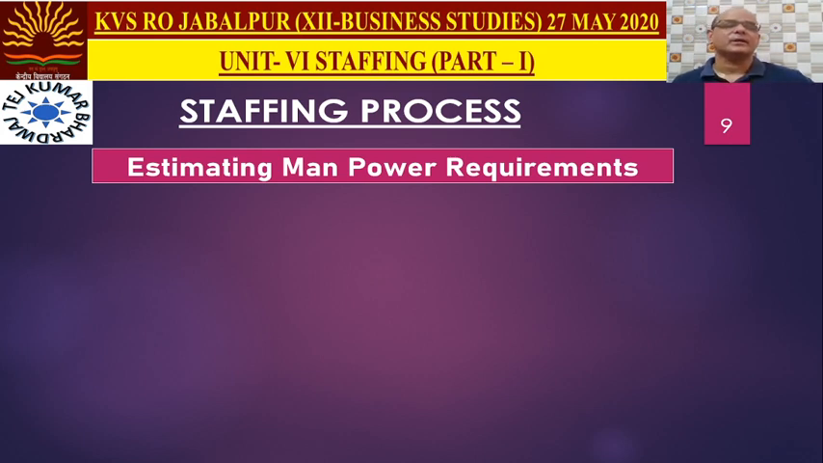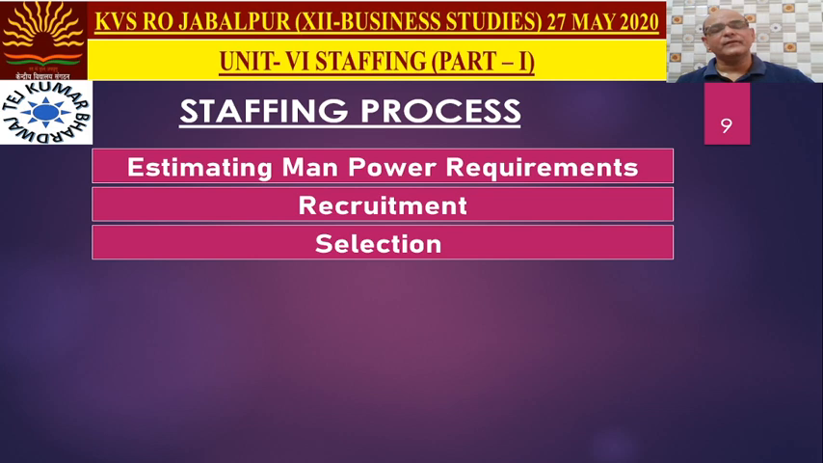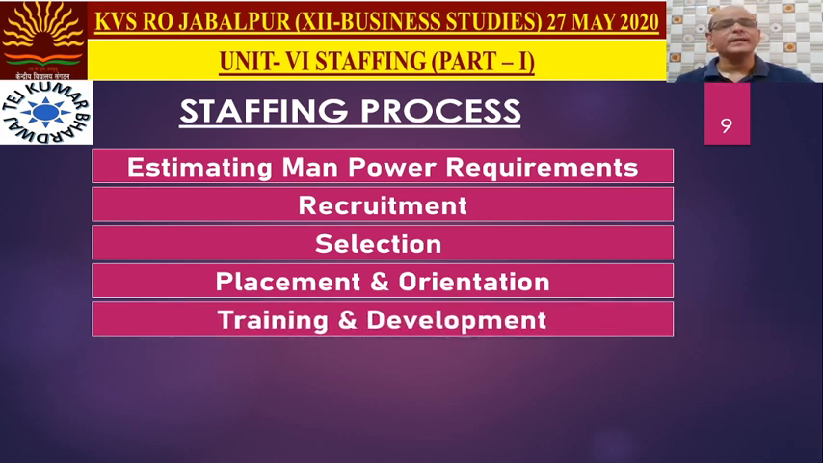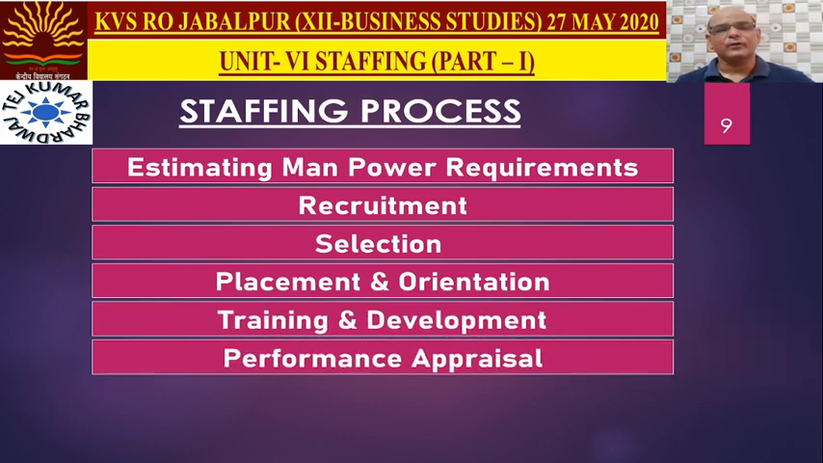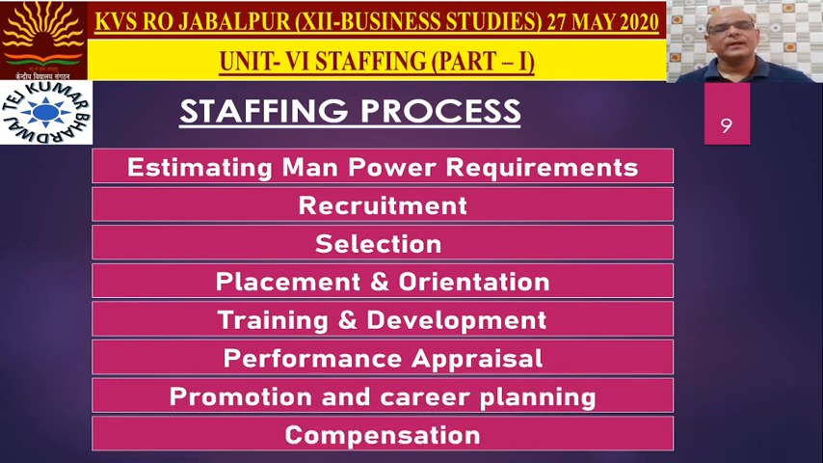So the staffing process includes number 1, estimation of manpower need. कहाँ कितने लोगों की ज़रूरत है, किस डिपार्टमेंट में कितने लोगों की ज़रूरत है और उनकी क्वालिफिकेशंस क्या होने चाहिए. Then recruitment, we will discuss recruitment in detail in today's session. Selection, we will discuss selection in detail in the next video. Placement and orientation, training and development, performance appraisal, promotion and career planning, and finally the compensation part.